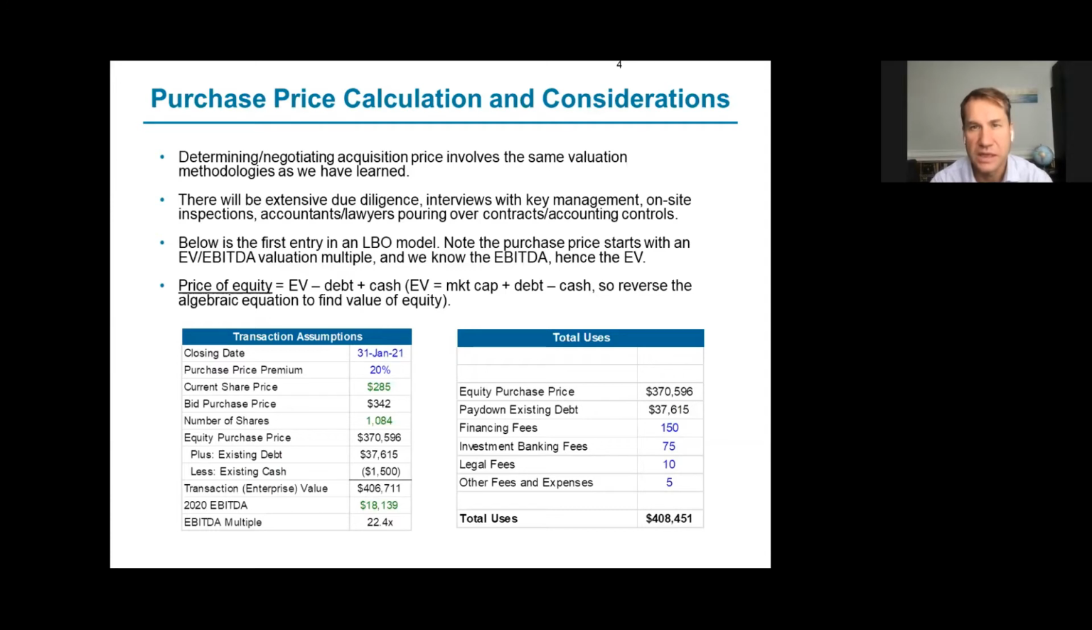So the key number in that table on the left is the equity purchase price. That goes directly into uses. That's the main use. You can see that on top of the uses table, and then we'll add up existing debt and transaction fees to come up with total uses.